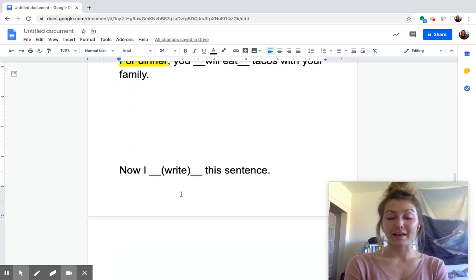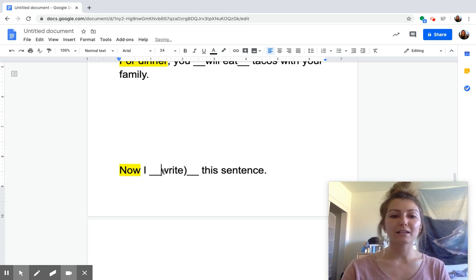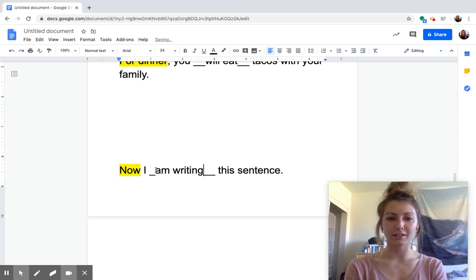Now I blank this sentence. There's a key word in here, a context clue, that's going to help you figure out what tense to write that verb in. Yep, hopefully you saw that it is "now." It's happening right now, which means we need to do a little bit of changing to this verb "write." We're going to take that E ending away because we're adding our -ing ending. I am writing this sentence. Now I am writing this sentence.